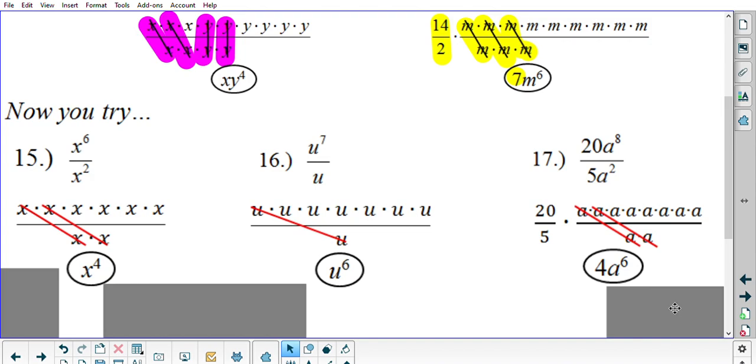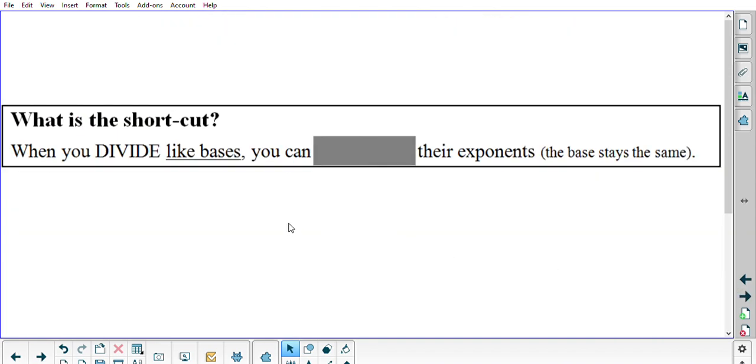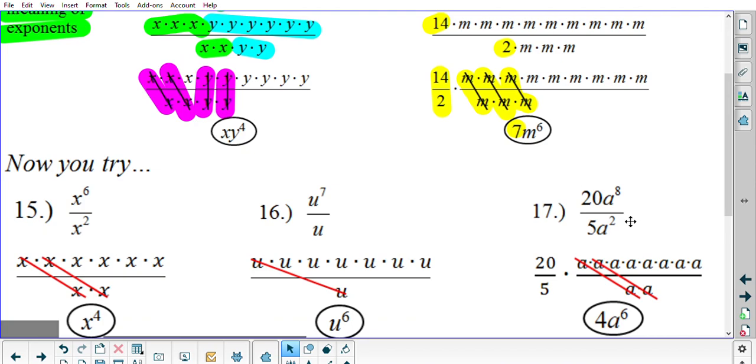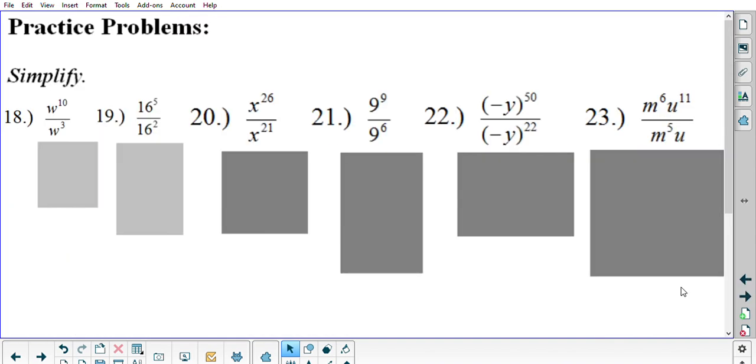Now, once again, there is a shortcut, and I bet a lot of you have already discovered what that shortcut is. The shortcut is when you divide like bases, you can subtract their exponents. The base will stay the same. So please don't think that when you take a to the 8th divided by a to the 2nd, that somehow becomes 1 to the 6th. No. The base still stays as a, but you will subtract the exponents. 8 minus 2 will give you 6. Let me take you through a couple examples, and then you'll do the rest of these on your own.